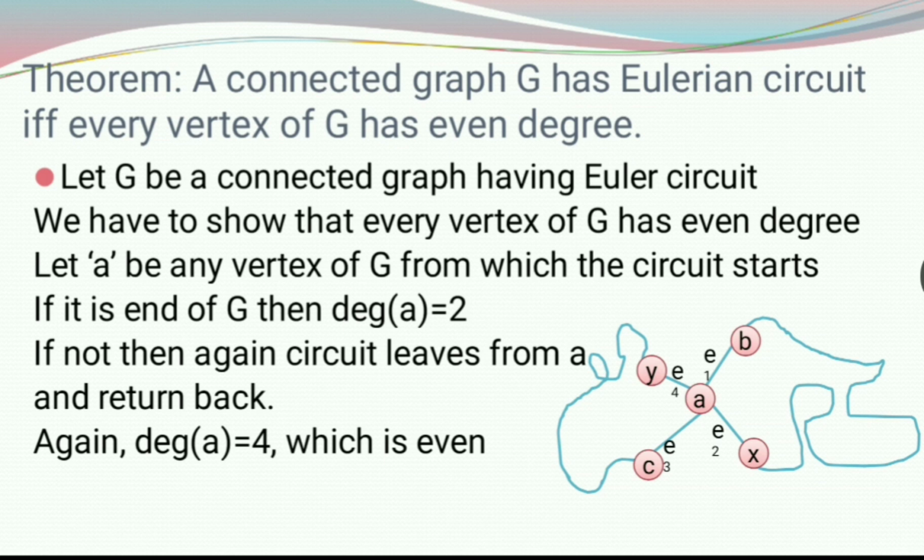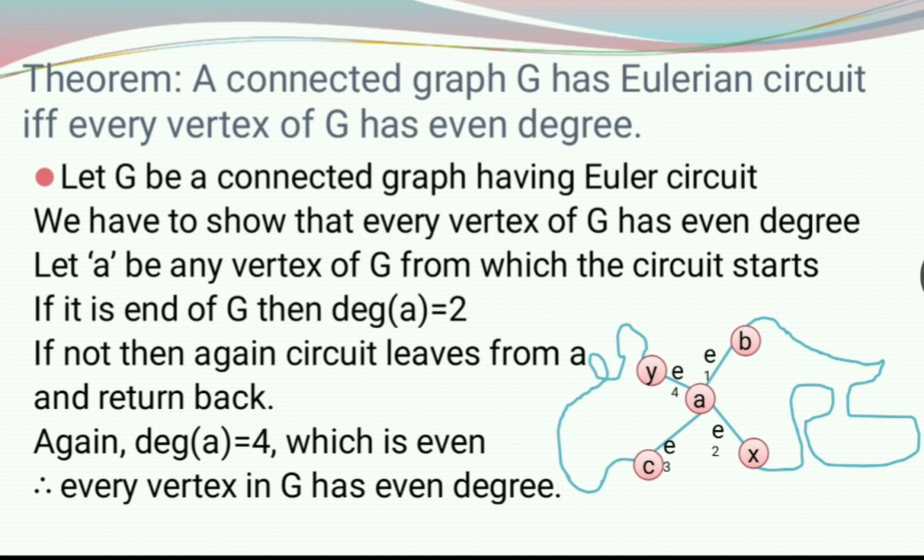If the circuit doesn't end here, then again it will move to some other point, again it will come back, again it will be even, right? So in this way, in every case, the degree of A will be even, and we have taken A to be any arbitrary vertex of G. If we take any other vertex of G, then again that vertex will also have even degree. In this way, every vertex of G will have even degree, and this proves one way of the theorem.